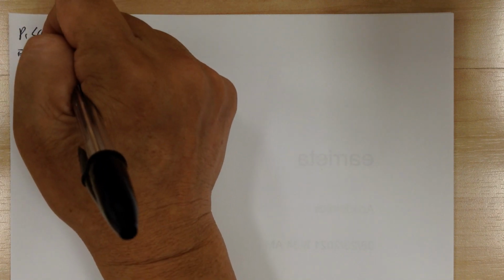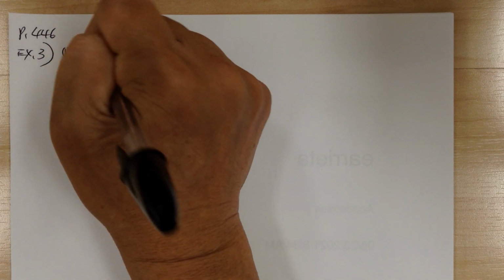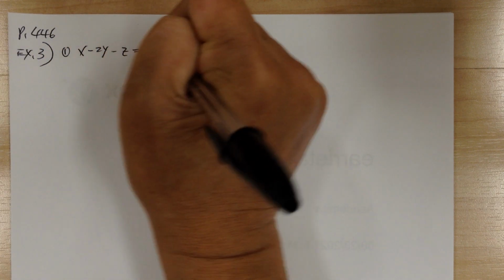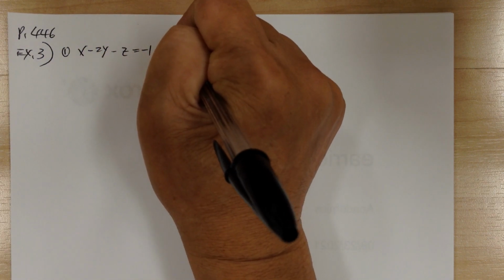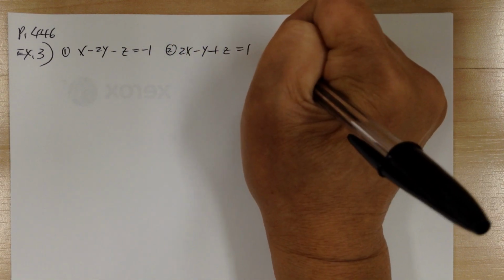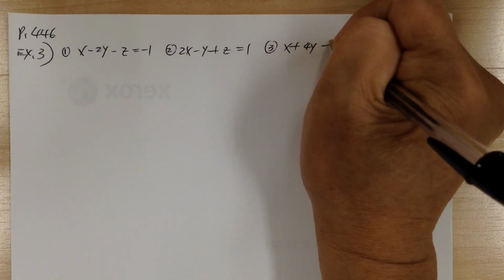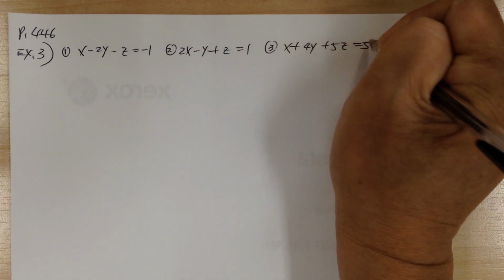Okay, solve the equation. So you got equation 1: x minus 2y minus z equal to negative 1. Equation 2: 2x minus y plus z equal to 1. Equation 3: x plus 4y plus 5z equal to 5.